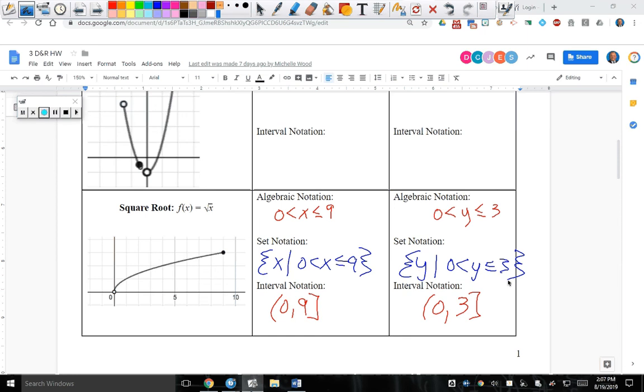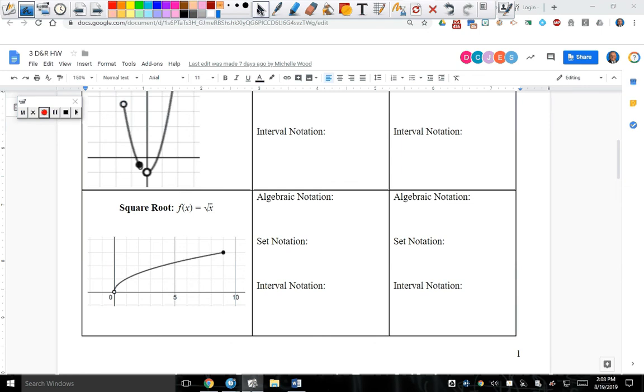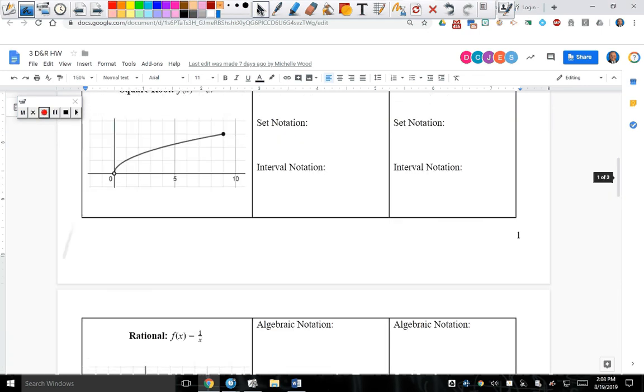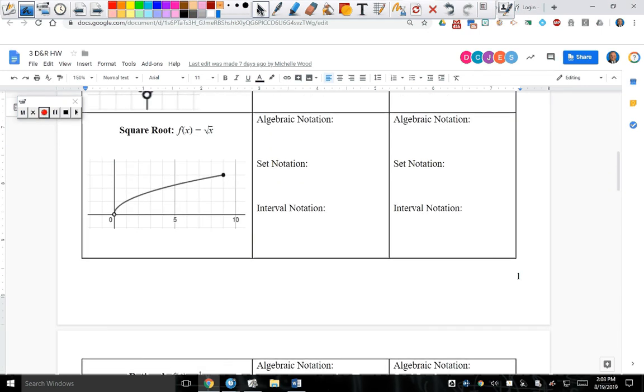That one was easy, right? That one wasn't bad. Okay. Is this a continuous function, the one that we just did? Yes or no? Yes. Why? There's no breaks. You can draw it without lifting up your pencil.